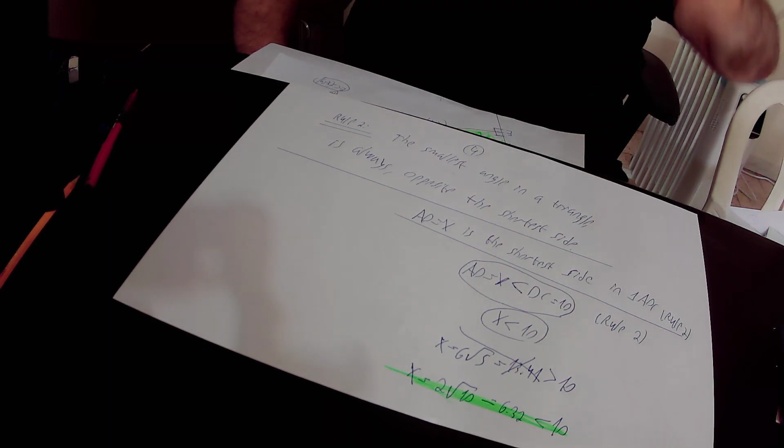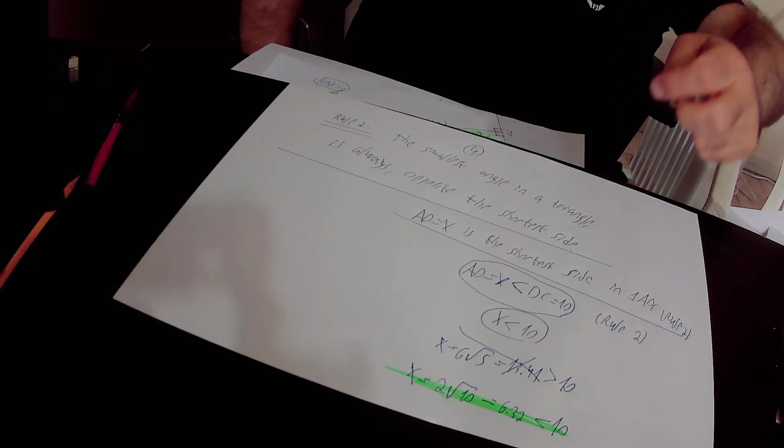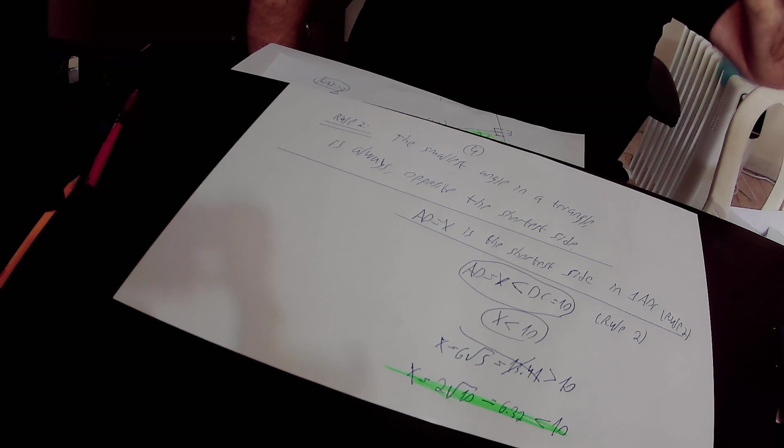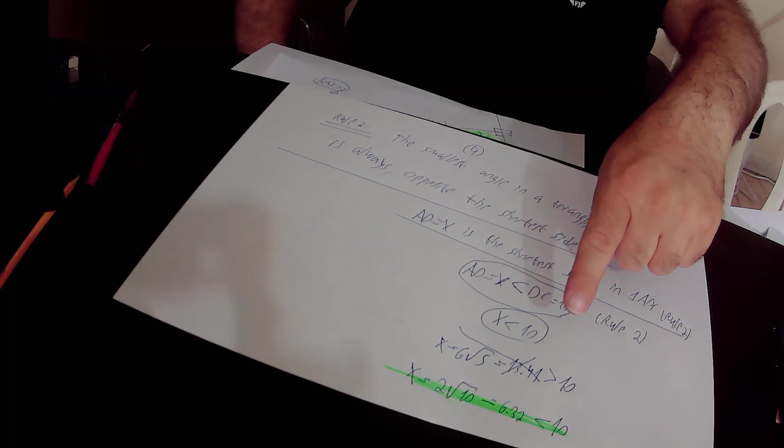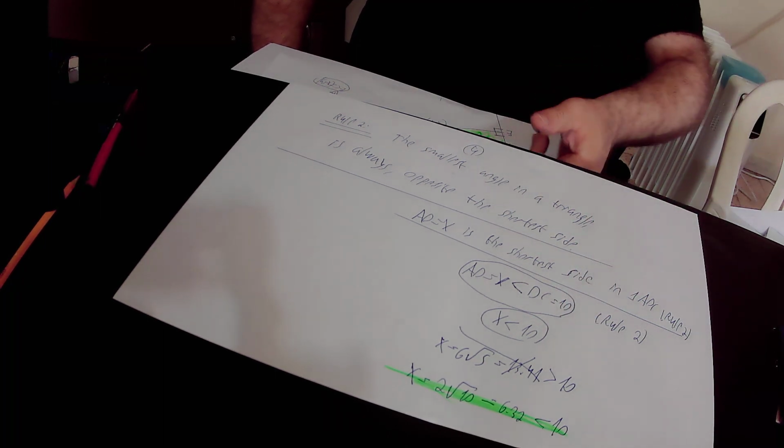We're left only with the solution that x equals 2 times square root of 10 units, that is 6.32 units, which is less than 10 units. So the answer to the question is that x equals 2 times square root of 10 units, or in terms of numbers, it is equal to 6.32 units. We finished with the first method.